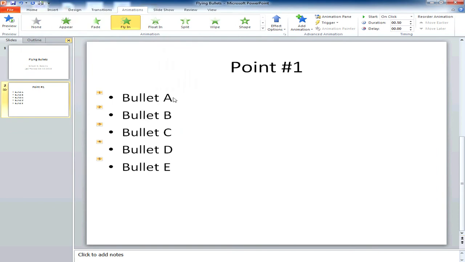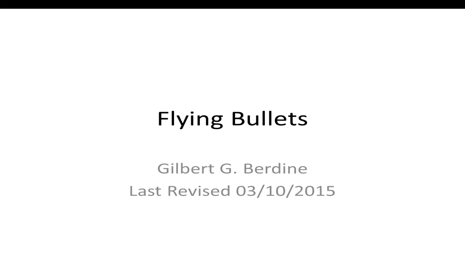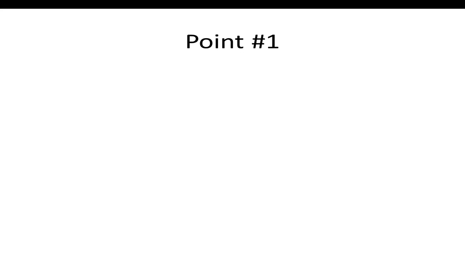All right, and now we can just do our slideshow tab and from the beginning. And so here's our presentation. So we got the title slide, introduce the topic, and we go to point number 1. And now you notice there aren't any bullets up yet, and this is how the program will behave. But you can make some general comments about point number 1.